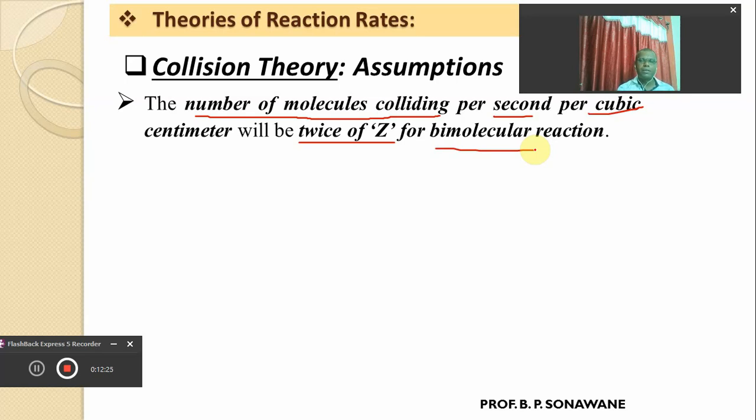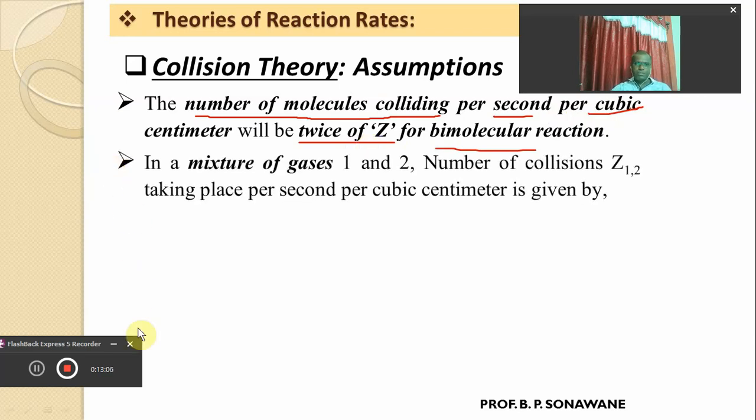It means that if Z is the number of collisions, then the number of molecules colliding per second per cubic centimeter will be twice. Here, for one collision, as we are requiring two molecules, the number of collisions will be half of the number of molecules, or the number of molecules will be twice the number of collisions. So the number of molecules colliding per second per cubic centimeter will be twice of Z, because Z is the number of collisions, and that's why the number of molecules colliding with one another in a bimolecular reaction will be twice of Z.